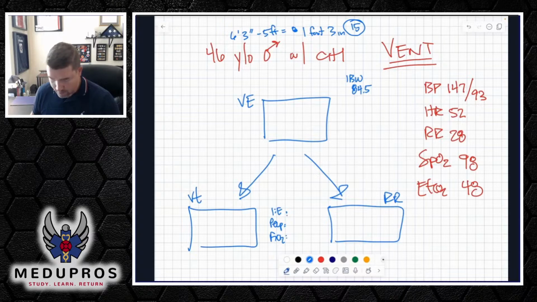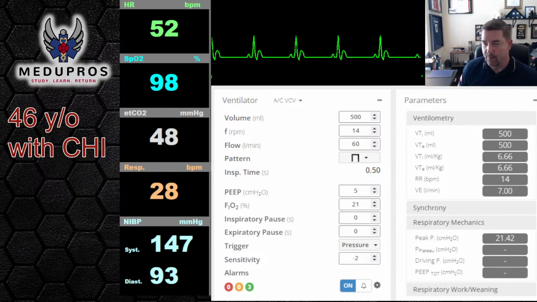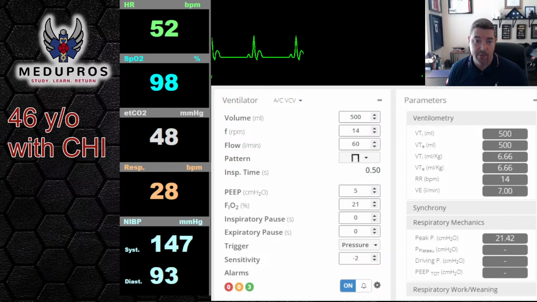And then the next question we want to ask. Let's go back to the monitor screen. We're looking for reasons that the person might be acidic. I don't have a pH. In the future, I will have a labs screen where I'll show you the available labs. We don't have a pH right now. The end tidal is 48, and we usually tell people that's high, right? A little bit higher than normal.